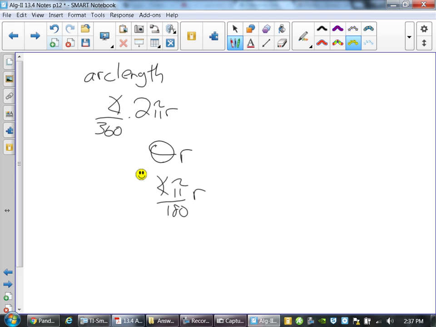Wait, that's how you find arc length? Yeah, and then the sector was the angle over 360 times pi r squared, which we converted into radians and wound up being 1/2 theta r squared, I believe. Is that right? Yes. I believe that's right.